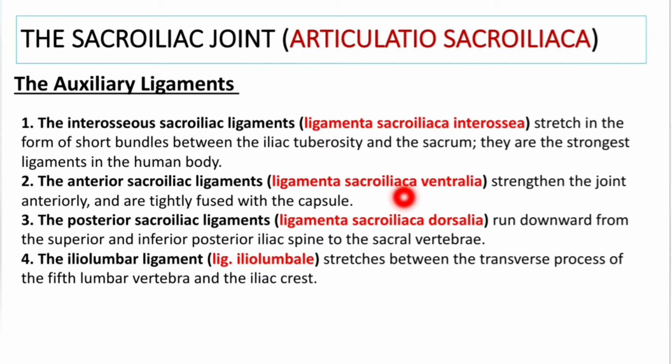The third group is the posterior sacroiliac ligaments, ligamenta sacroiliaca dorsalia, dorsal, posterior. These run down from the superior and inferior posterior iliac spine to the sacral vertebrae. The last group is the iliolumbar ligament. This ligament stretches between the transverse process of the fifth lumbar vertebra and the iliac crest. Now I'm going to show you these ligaments, starting with the anterior view.